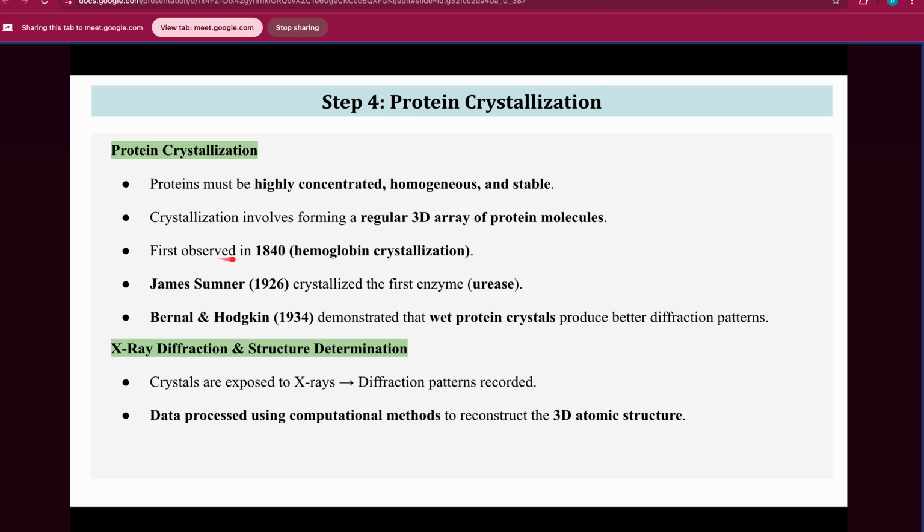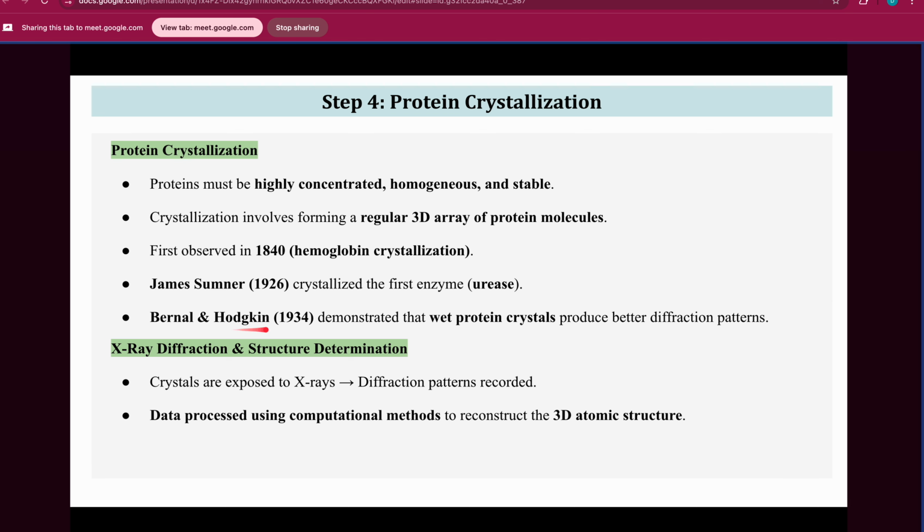Okay, so firstly, protein crystallization was observed in 1840 for hemoglobin, and then James Sumner in 1926 crystallized the first enzyme, which was urease. Then Bernal and Hodgkin in 1934 demonstrated that wet protein crystals produce better diffraction patterns. So these are some of the historical things about protein crystallization.